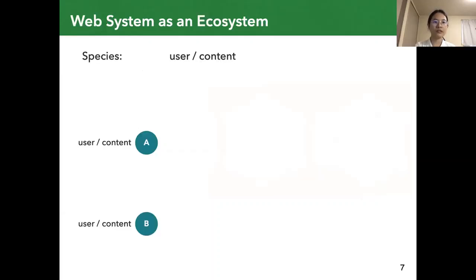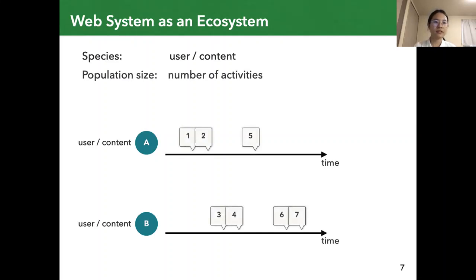In this work, we consider the web system as an ecosystem by 3 points. First, species can be influential user or content. So we define user or content as a species in web ecosystem. Second, since activities within nodes can be considered as the one who try to keep species alive, we define number of activities as a population size of the species.